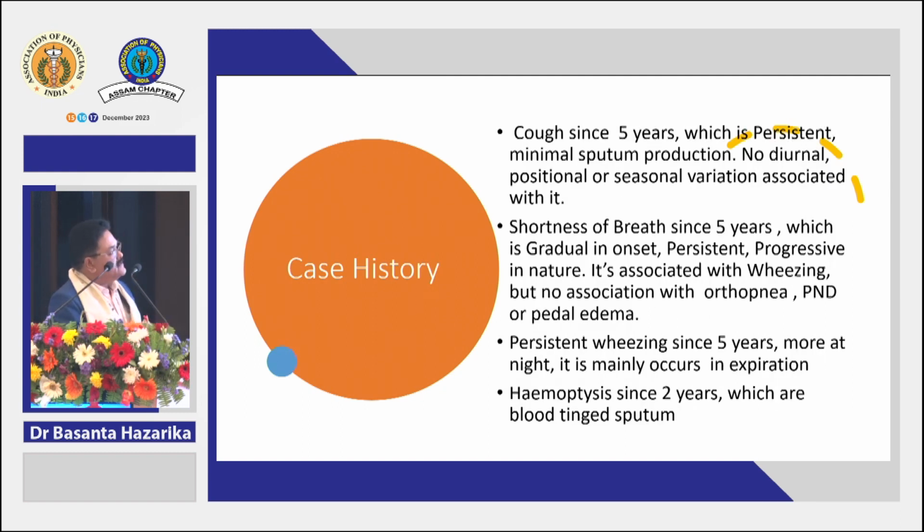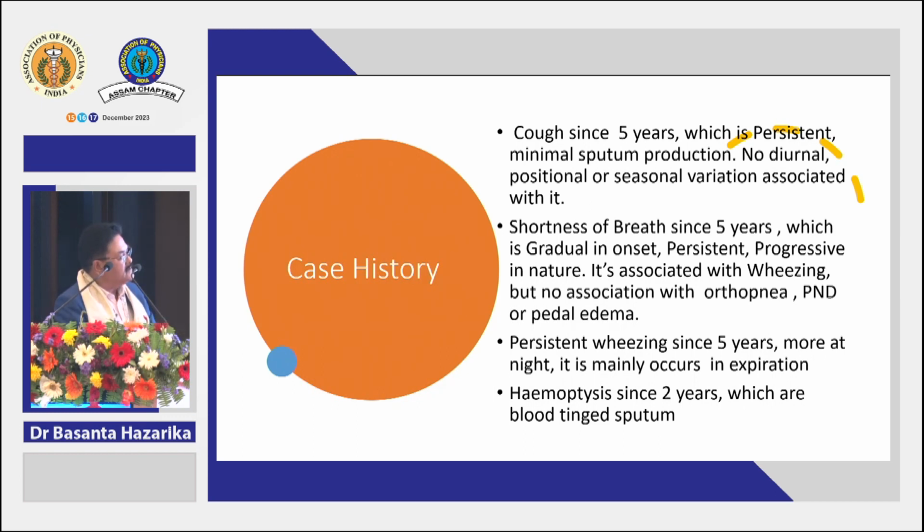This cough is persistent, with minimal sputum production, and no diurnal or seasonal variation. Shortness of breath is persistent and progressive. It is not associated with orthopnea, PND, or pedal edema. There is a persistent wheeze for the last 5 years, more at night, and it occurs mainly in the expiratory phase.